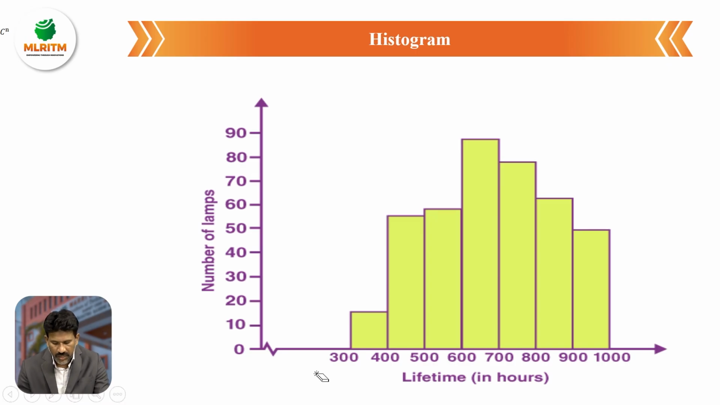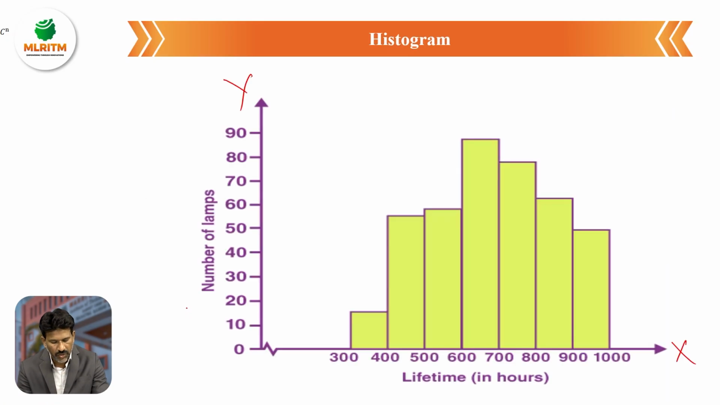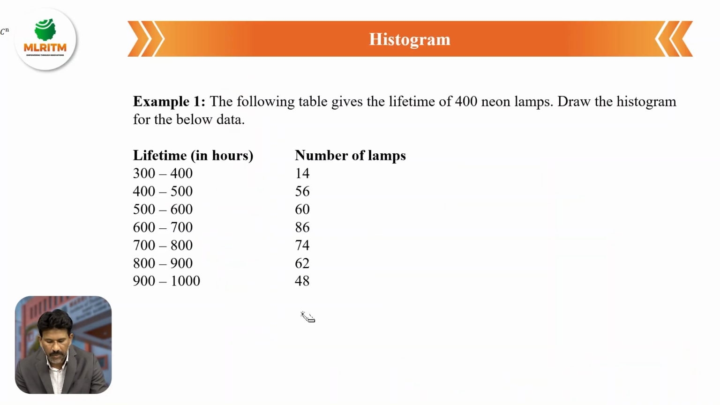So in this histogram, first of all, the x-axis. If you see the x-axis, this is the x-axis, and this is the y-axis. In this x-axis, we present the lifetime in hours. The minimum range is 300, the maximum range is 1000. So I start from 0. There is no 100 and 200, so start from 300. Here in this x-axis we present the data fields 300, 400, 500, 600, 700, 800, 900, and 1000. When we see the y-axis, here we present the number of lamps.